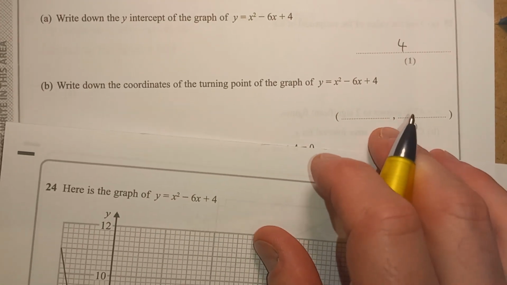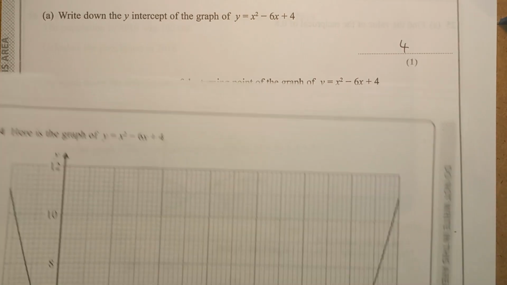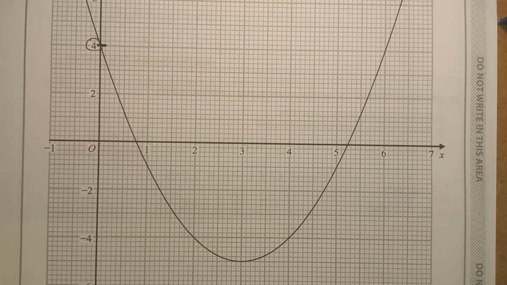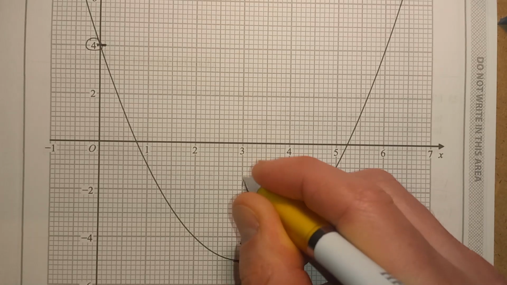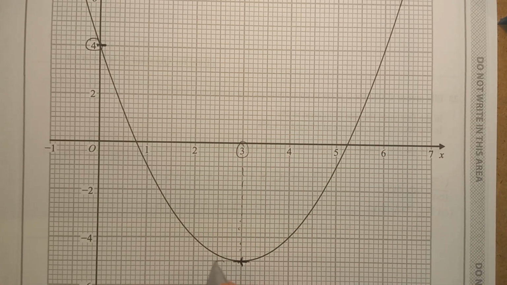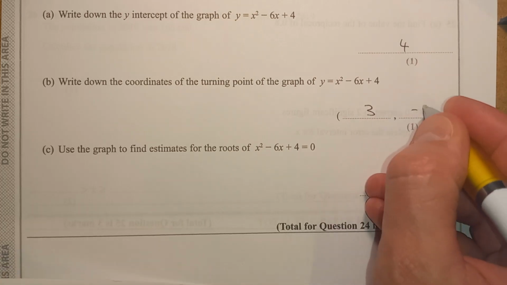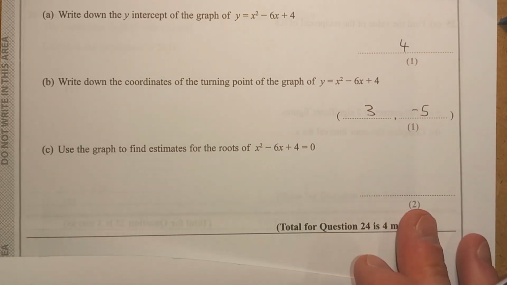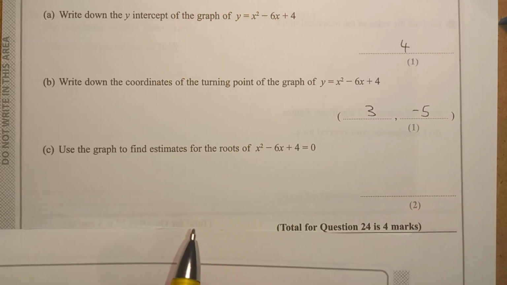Okay, part B. Write down the coordinates of the turning point of the graph of y equals x squared minus 6x plus 4. So the turning point means when does it stop going down and start going up? Or the other way around, when does it stop going up and start going down? So that's right down here. So we go up, so it's going to be 3, and go across, that's going to be minus 5. So this question at first might have looked a bit scary, but actually doing this you can see it's not too bad. We're just reading off of the graph.